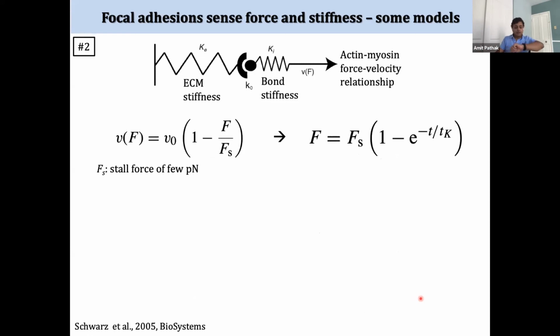Another idea was about the actin filament velocity that I was talking about earlier. This number 2. So let's say ECM stiffness is here. It's a springs in series model, basically. If the velocity of actin filament is very high, and given in this equation, then the force developed is going to be low. And if you examine this equation, if the force is 0, then the velocity is highest. If the force is equal to the stall force, then the velocity must be very low. It will be 0.